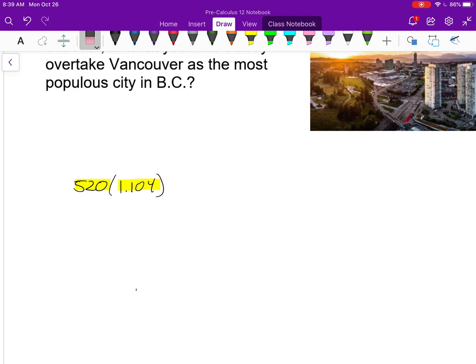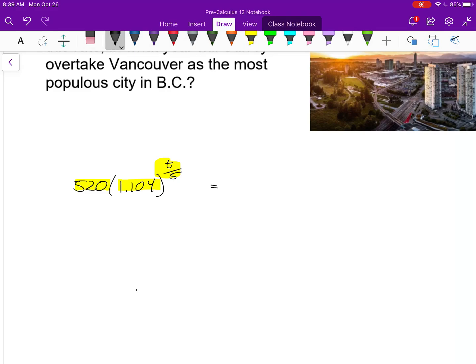That's it. To the power of what? Well, we're trying to figure out the time, but we don't want to put a t right here because that implies most likely that every year Surrey grows by 10.4%. It's every 5 years. So I need to slow this down. And we saw that in the last question, if I divide by 5, that's essentially how we slow this down. So every 5 years it grows by 10.4%. And that expression, highlighted in yellow, models the population of Surrey in thousands, because I just put 520 instead of 520,000, in years since 2016.